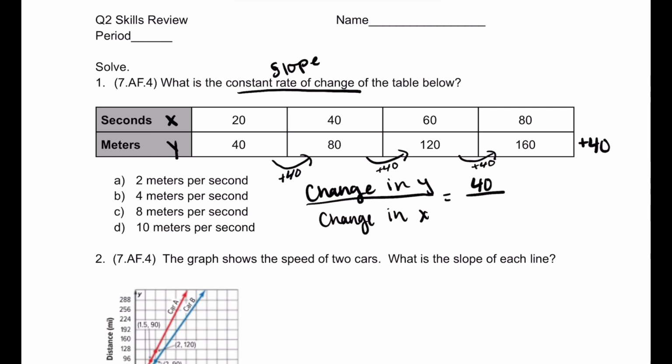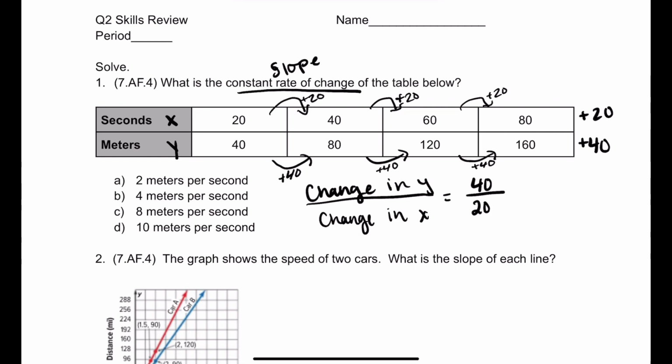Now I look at my x. We go from 20 to 40, which is an addition of 20. 40 to 60, which is another addition of 20. And 60 to 80, which is another addition of 20. That means we are changing in x by 20s, okay? Now I have 40 over 20.